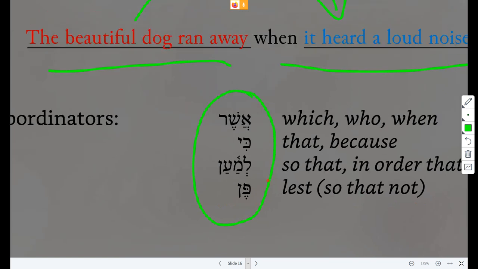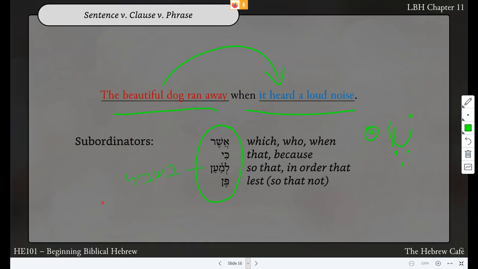Pen has dropped out of modern Hebrew. Nobody uses it. Lema'an is used in modern Hebrew as well as all the others. Only pen is dropped out. Instead of lema'an, often we say bishvil in modern Hebrew. It means for or in order that.